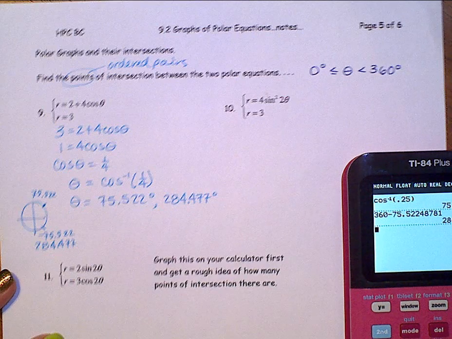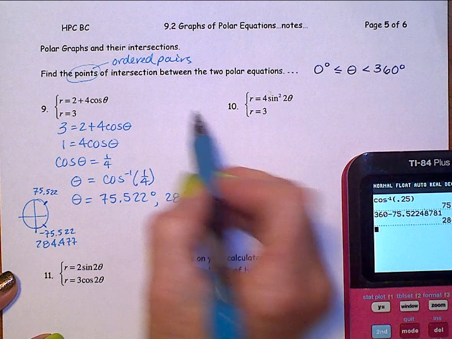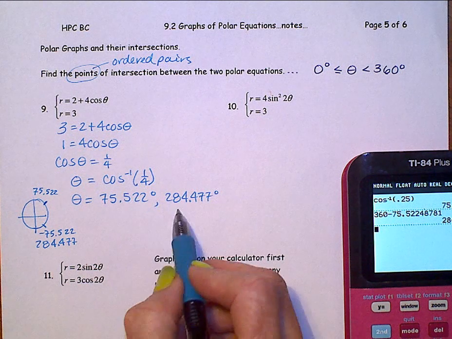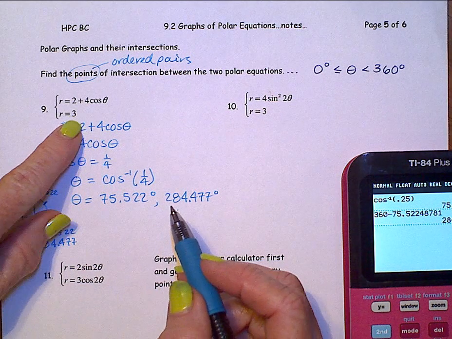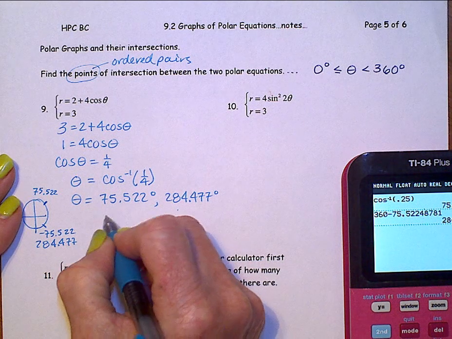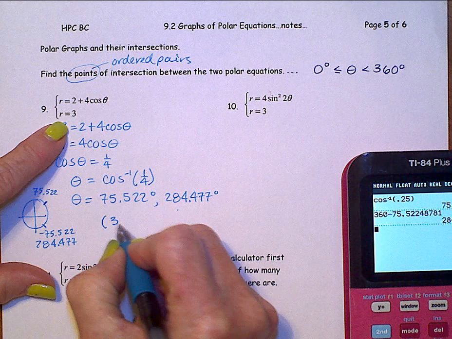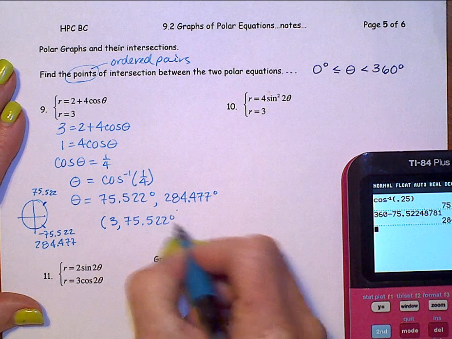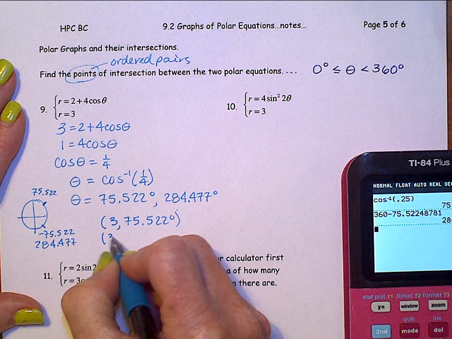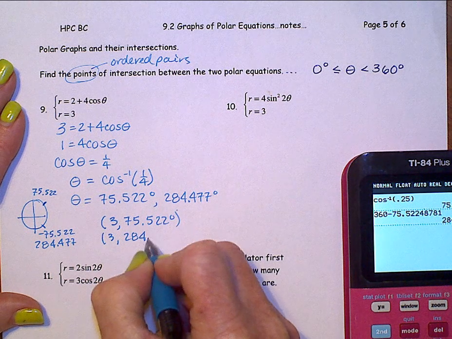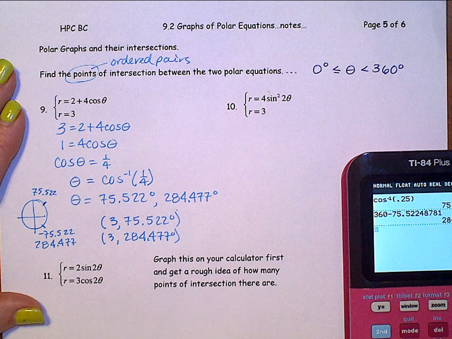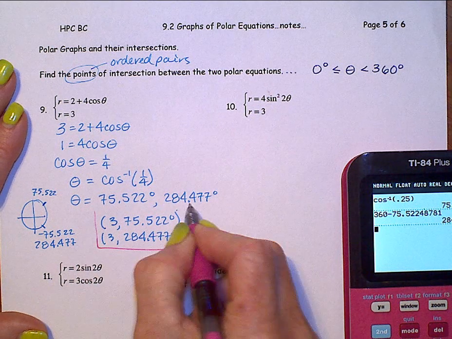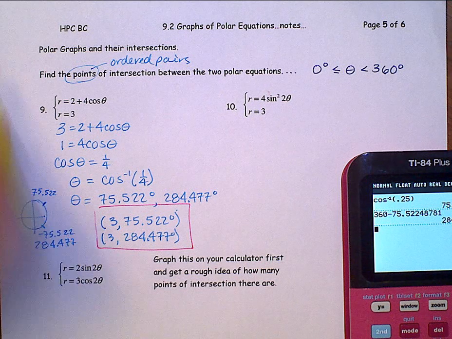Okay, then remember our answer here is a set of ordered pairs. Well, these are the angles that show up, and we already know that r is 3. So setting up our answer, (3, 75.522 degrees), also (3, 284.477 degrees). That is your final answer.